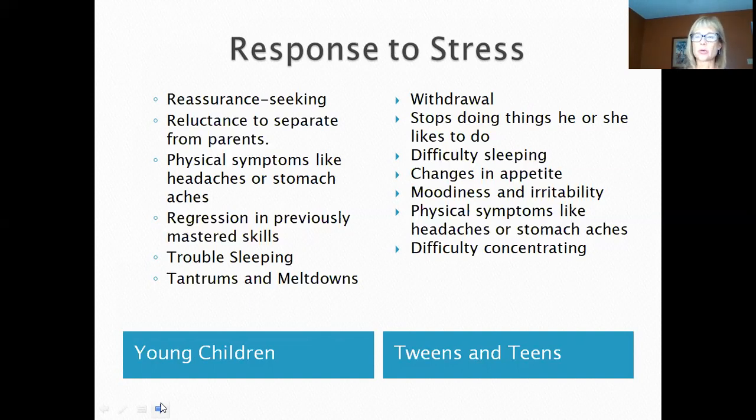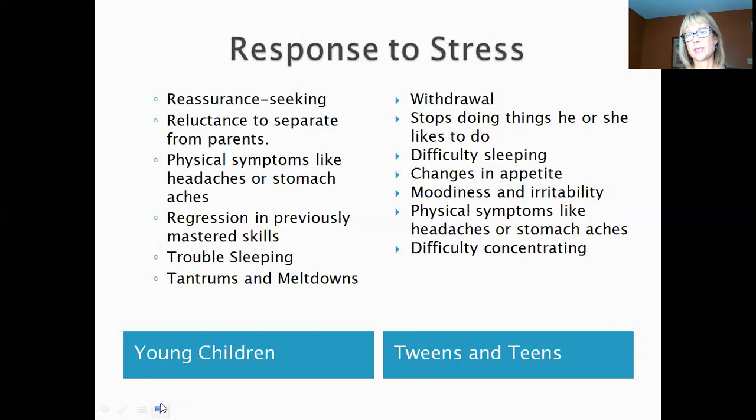Now, as kids get older, especially as they move into the tween or teen years, when they start to enter puberty, what we find is they're more likely to withdraw from the family and from social situations. Another indicator of a high level of stress might be where they stop doing things that they used to enjoy doing. They might say, I'm really having trouble sleeping, or I'm not hungry. And certainly moodiness and irritability is a part of the teenage years, but this might be even more exacerbated in a teen who's experiencing higher levels of stress.